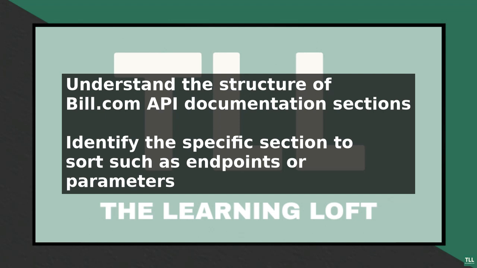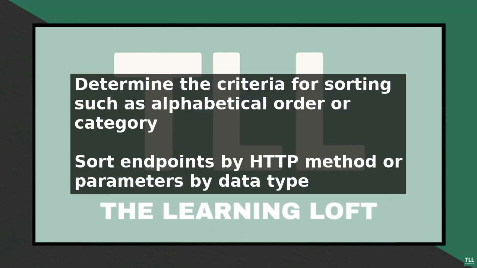Next, determine the criteria for sorting, such as alphabetical order or category. For example, you may want to sort endpoints by the HTTP method used, such as GET, POST, or PUT. Alternatively, you may want to sort parameters by their data type, such as string, integer, or date.